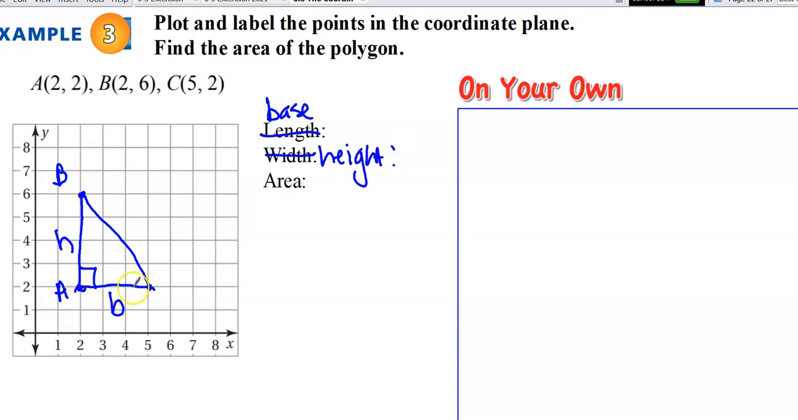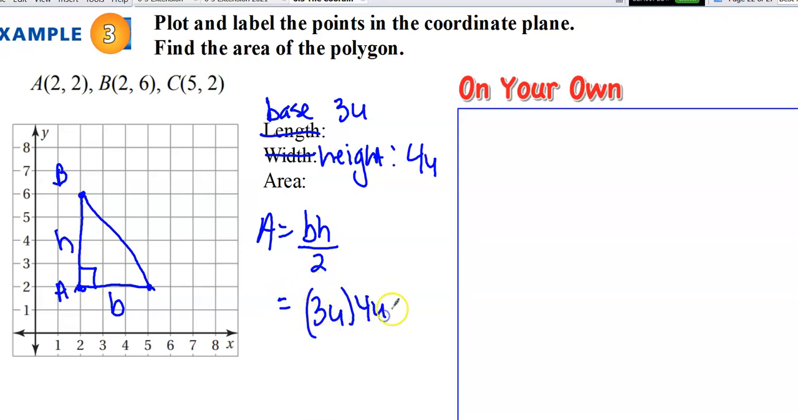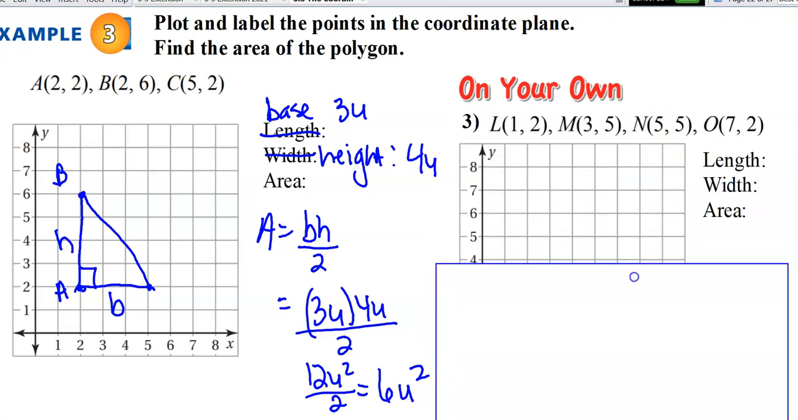So the base is 1, 2, 3 units and the height is 1, 2, 3, 4. Remember, the area of a triangle is base times height divided by 2. So I plug in 3 units times 4 units divided by 2. And I get 12 units squared.